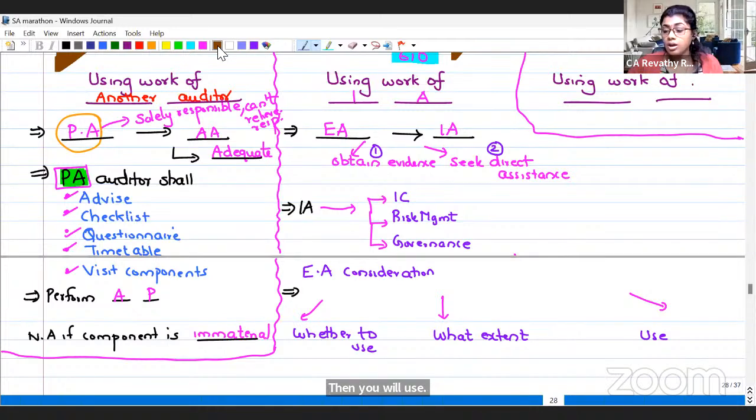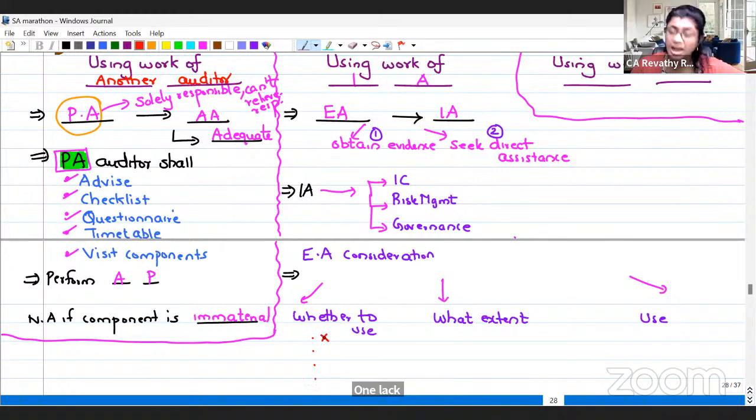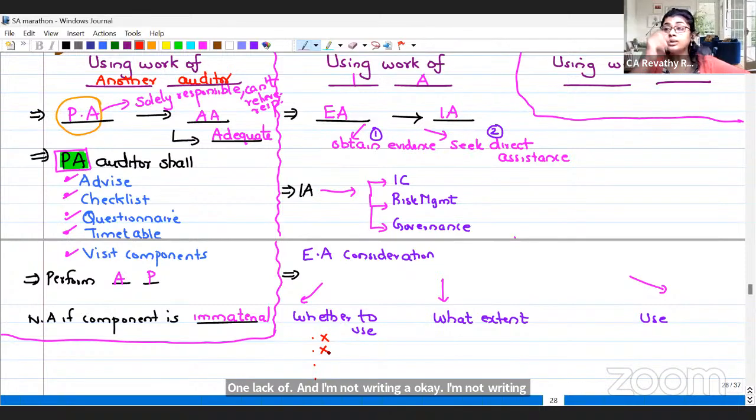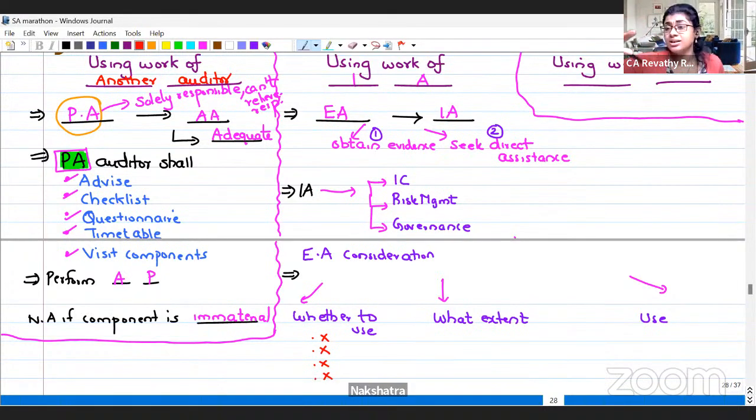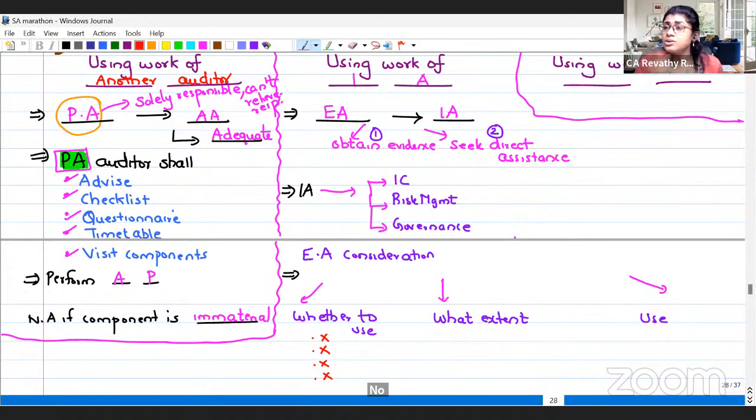Now guys, in certain cases you cannot use their work. Can you say 3 or 4 cases? One, lack of professional competence. Prohibited by law. Lack of systematic and professional approach. No, I'm asking you when you could not use. Threat to objectivity. In these areas, you should not use. I'm saying you should not use: no competence, law prohibits you, threat is there, he's not systematic and disciplined.